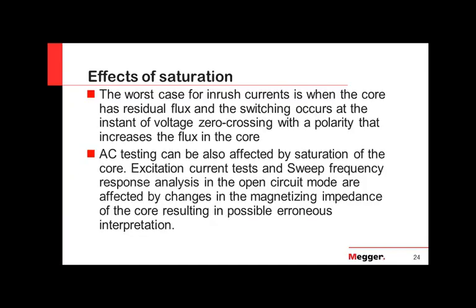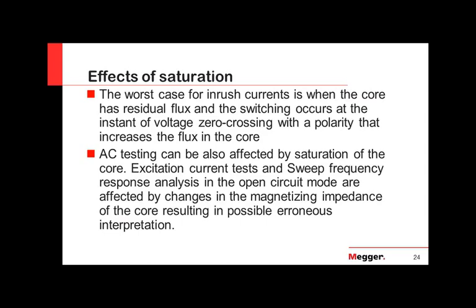When we're talking about a transformer under saturation, the worst case for inrush currents is when the core has residual flux and the switching occurs at the instant of voltage zero crossing with a polarity that increases the flux in the core. So one thing you have to remember: inrush current does happen when you're energizing your transformer. That is part of the system you will have when you are switching on or switching off your system. There will be some DC that will affect your system and will leave some residual magnetization.